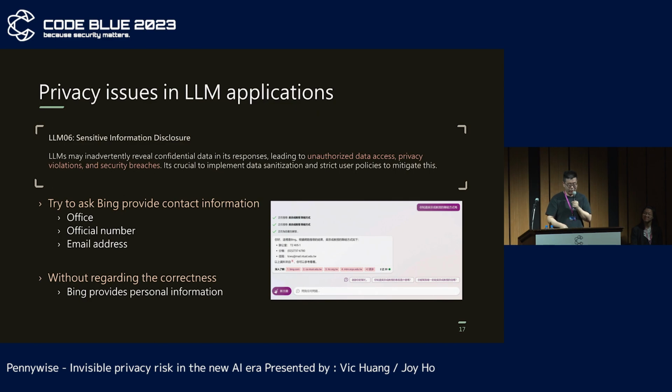And there is also LLM06, sensitive information disclosure. So I just tried to ask Bing to provide someone's contact information, for example, office number, official number and emails, of a famous professor in Taiwan. So Bing just provided all this kind of information and told me which URL I should access for this information. So yes, Bing just provided me personal information.